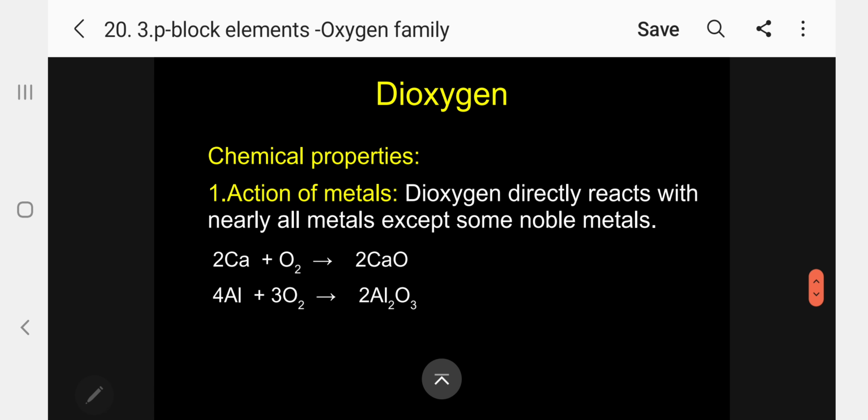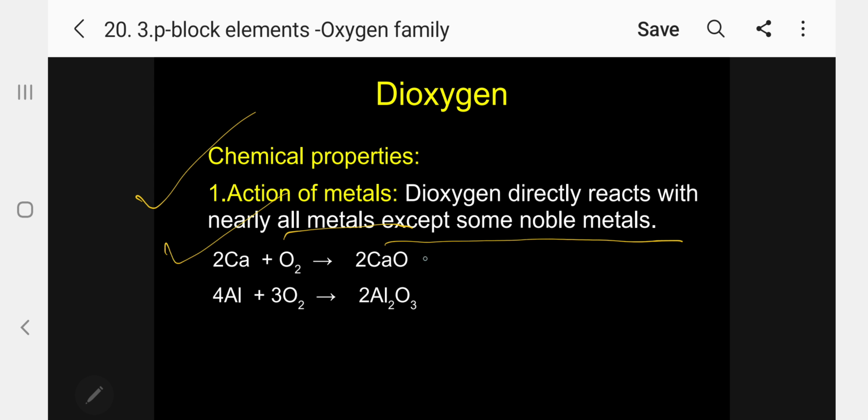Coming to chemical properties, action of metal. Dioxygen directly reacts with nearly all metals except noble metals. Noble metals means coinage metals: copper, silver, gold. Calcium, for example, reacts with oxygen to give calcium oxide. Aluminum gives aluminum oxide. Alkali and alkaline earth metals will easily combine with oxygen to produce the corresponding oxide.